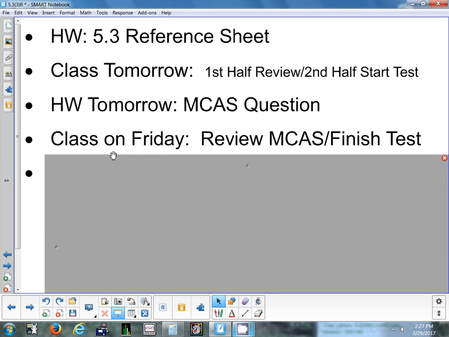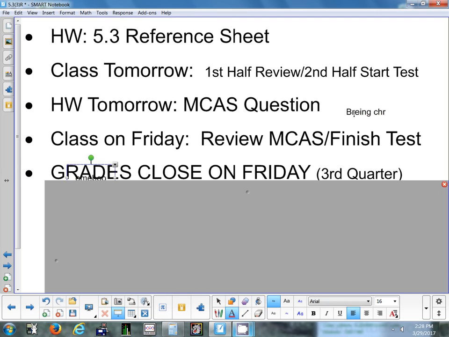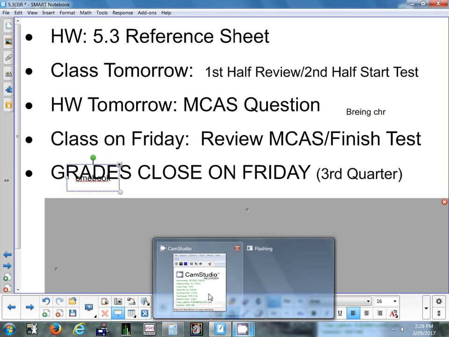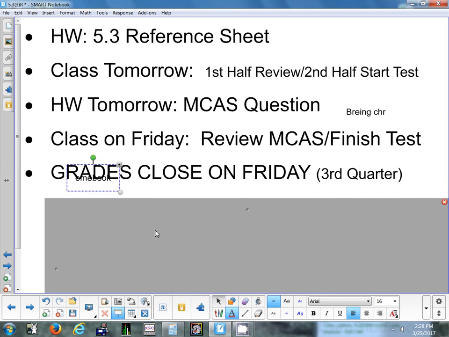Friday, review the MCAS question. At the beginning, we're just going to put the answer up on the board. You're going to grade it and put it into Google like we did last week. We're not going to have to go over everything step by step. The answers will be on the smart board. Remember, grades close on Friday.